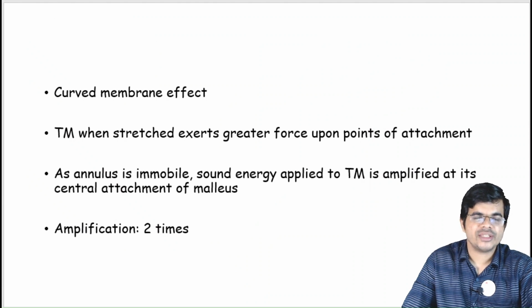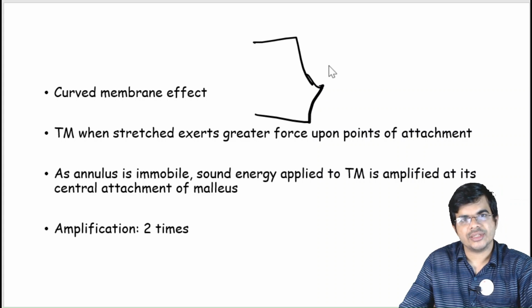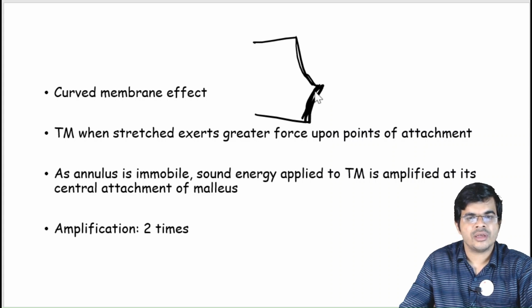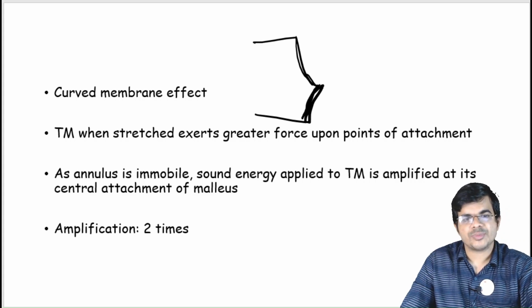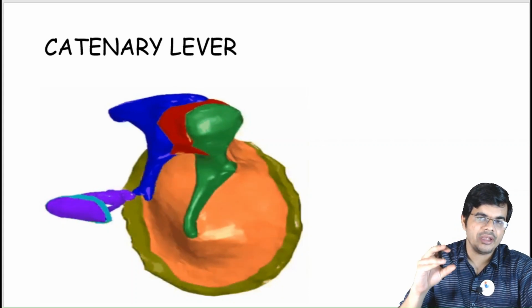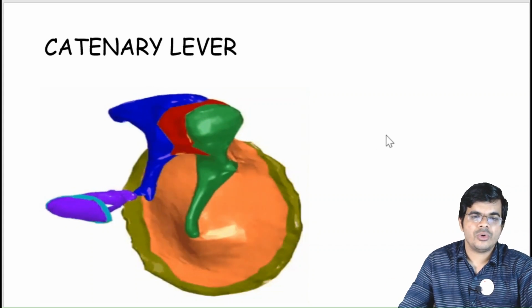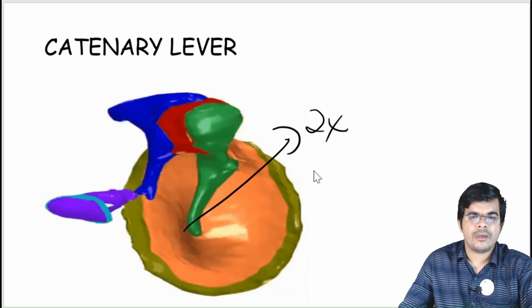Now there is one more effect. What is that? You have already been told that there is something called the umbo, right? Because of the pull of the pars tensa like this, there is a curved membrane effect occurring. Why? Because the TM when stretched exerts greater force upon points of attachment. As the malleus is immobile, sound energy applied to the TM is amplified at the central area. Okay, this is what is called the catenary lever mechanism. So here you have 2x amplification taking place.